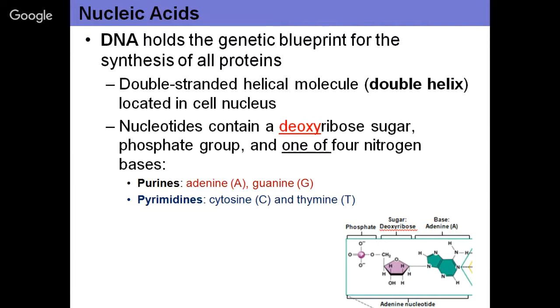Nucleotides contain a deoxyribose sugar. I highlighted the deoxy because it's not just ribose sugar, it's deoxyribose sugar, a phosphate group, and one of the 4 nitrogen bases. You need to know the 4 nitrogen bases. The purines are adenine and guanine. The pyrimidines are cytosine and thymine. So the 2 major categories are purines and pyrimidines. Under purines, you get adenine and guanine, and under pyrimidines, you get cytosine and thymine.